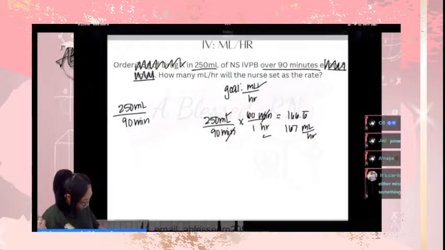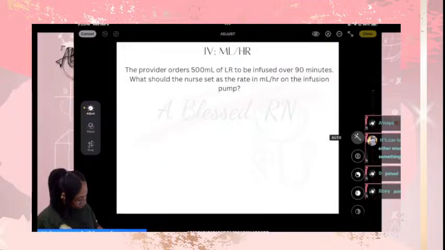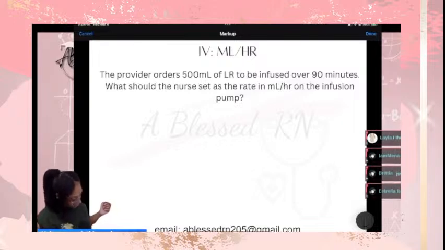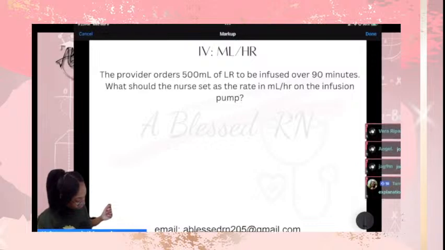All right. Y'all, let me see how many more problems I got. I think I got one more. Yeah, I do. So the provider orders 500 mLs of lactated ringers to be infused over 90 minutes. What should the nurse set as the rate in milliliter per hour on the infusion pump?